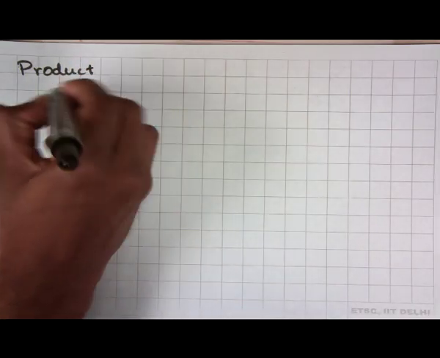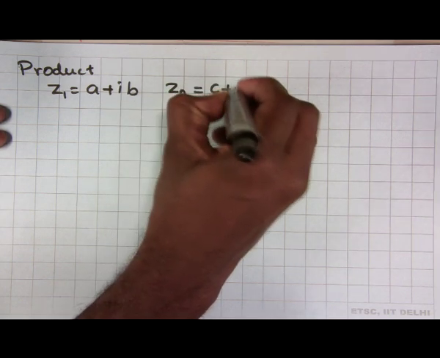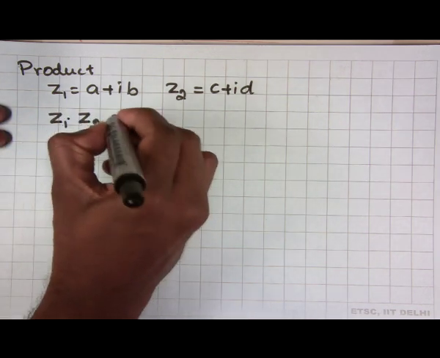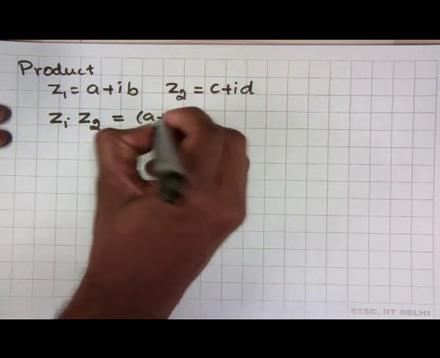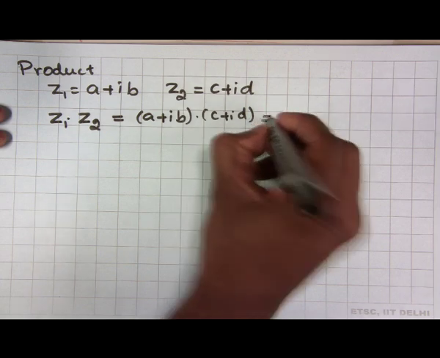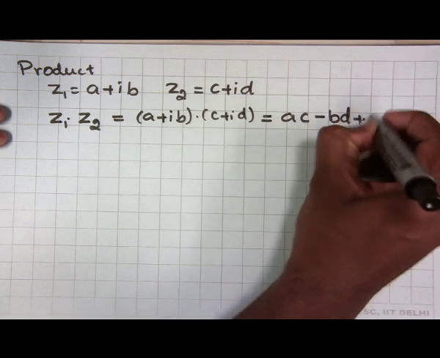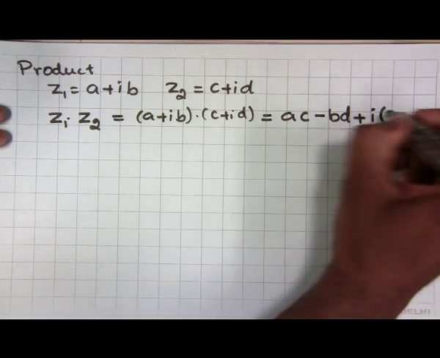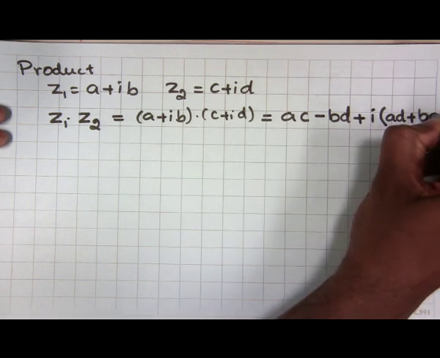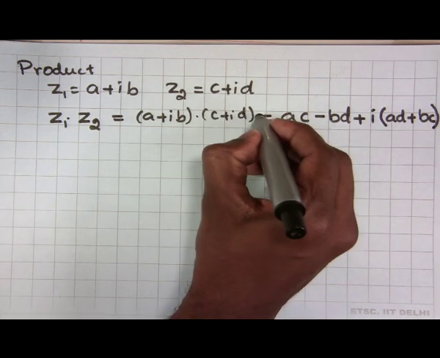So, if you consider say Z1 as a plus i b and Z2 as c plus i d, the product Z1 Z2 is defined as, let me again just write these elements, (a plus ib)(c plus id), which is defined as ac minus bd plus i times (ad plus bc). So, again this is a definition.